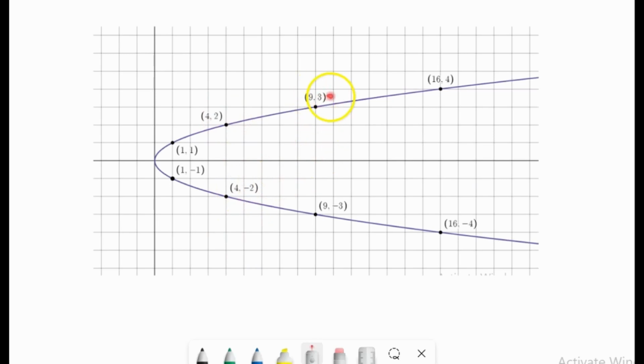Here we have the point 9, 3, so over 9, up 3, and we have the point over 9, down 3 on the graph. And then we have the point 16, 4, and the same distance down here, 16, -4. And so we see that in all these cases, the x is the same and the y value is the same magnitude, like 4, but we have the positive 4 and the negative 4. That indicates that this graph is symmetric over the x-axis.